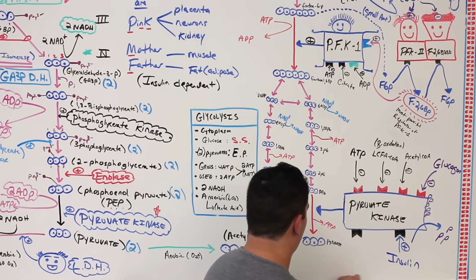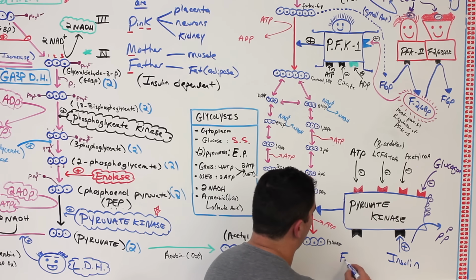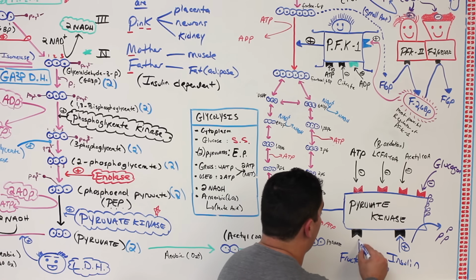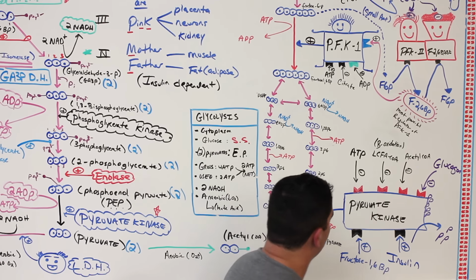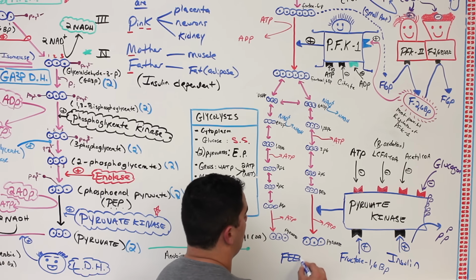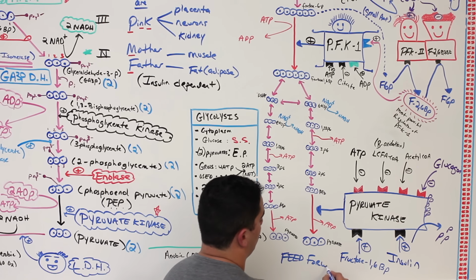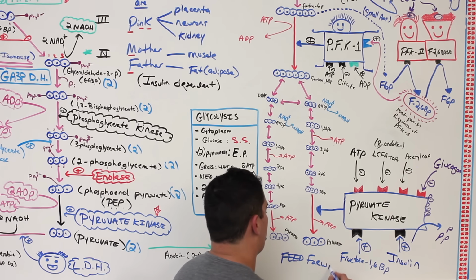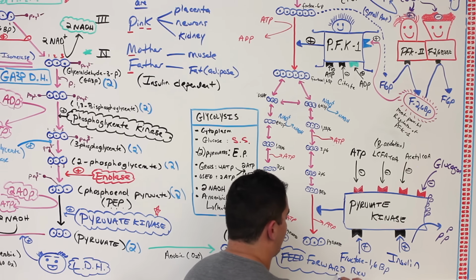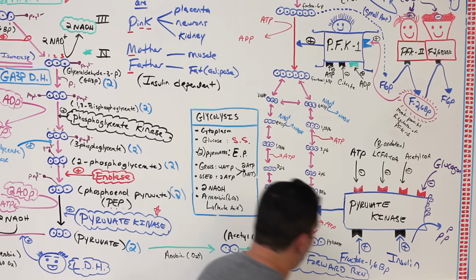The last thing, this is probably the one that you guys wouldn't expect. I'm going to write it down so that you guys can be like, what the frick? I don't understand why. Fructose 1,6-bisphosphate. This is going to be a stimulator. Now, this is an example, I'm going to write it down, of what's called a feed-forward reaction. So what does a feed-forward reaction mean?